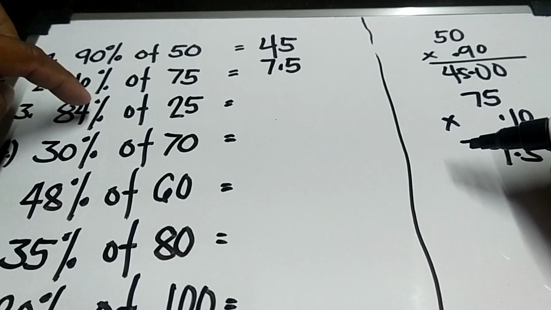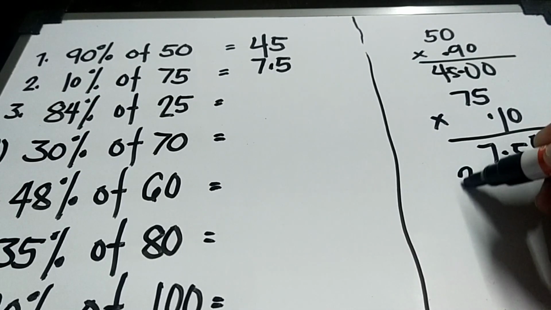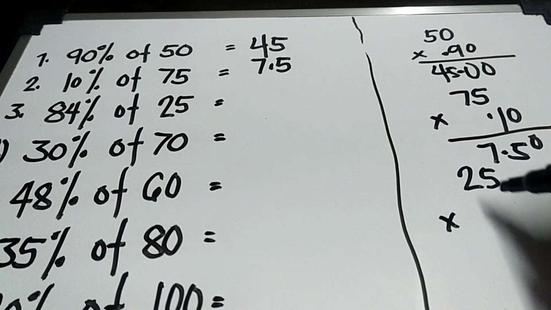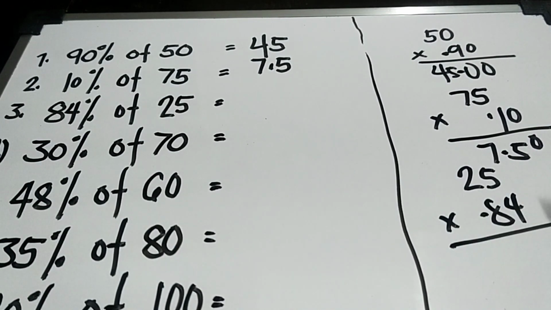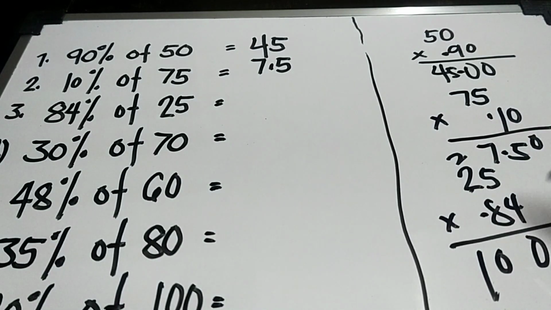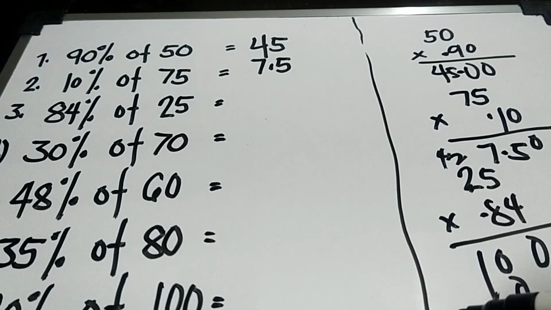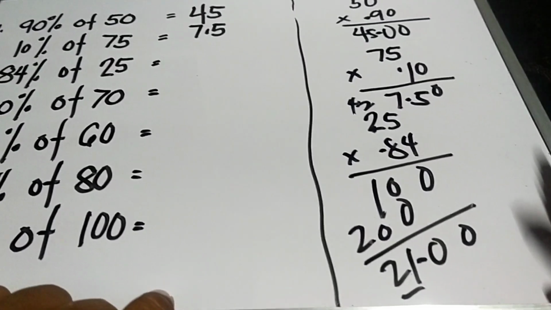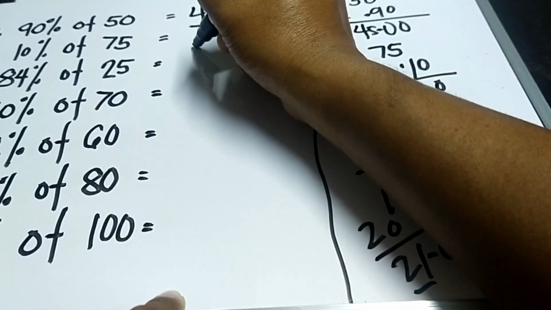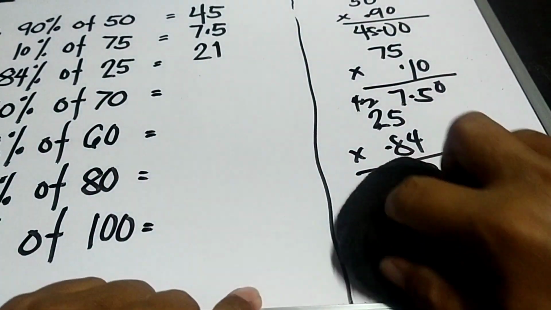Okay, guys. Take number 3, percent problem. 84% of 25. So, this is 25 times 0.84. Okay, so 5 times 4 is 20, 5 times 8 is 40, carry 4, and so on. So therefore this is equal to 21. Okay, so let's proceed.